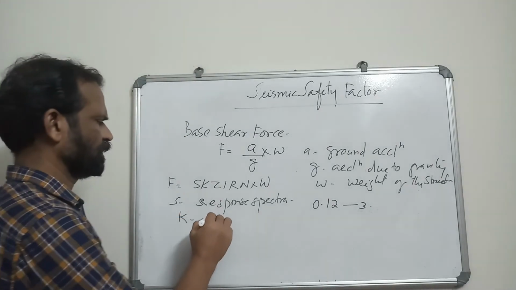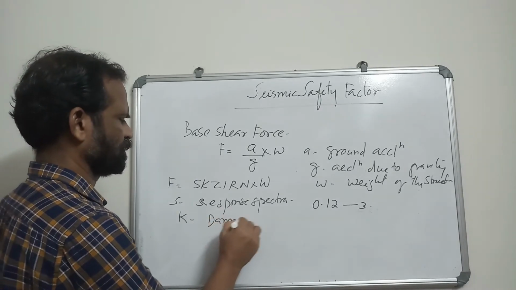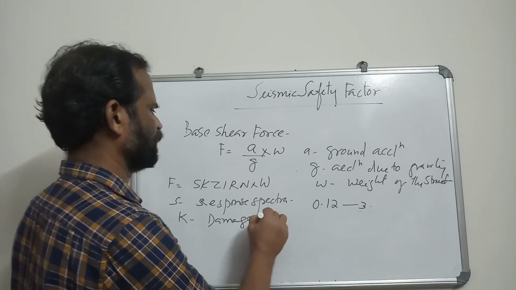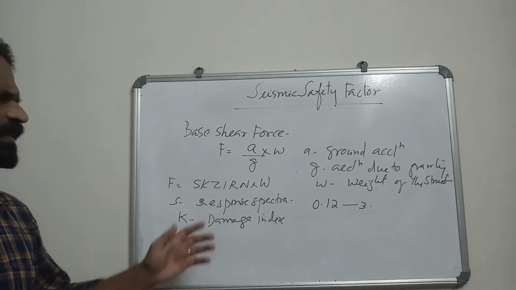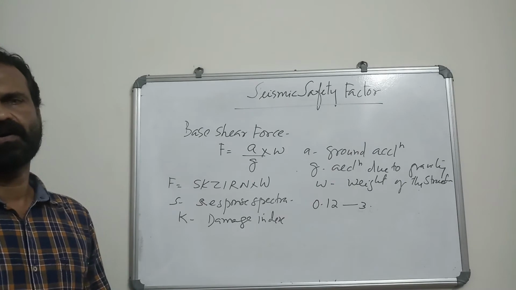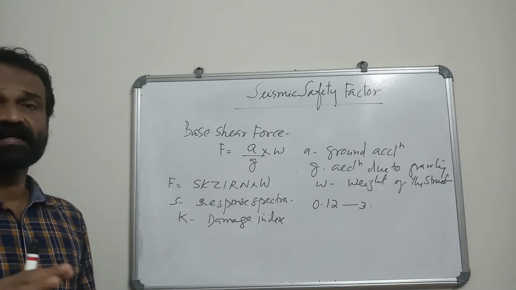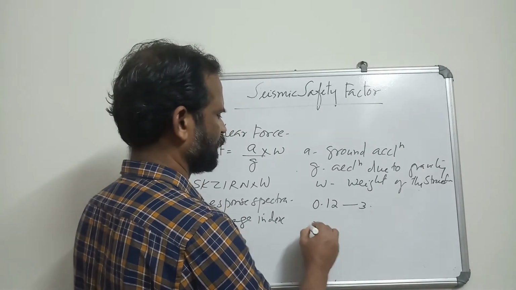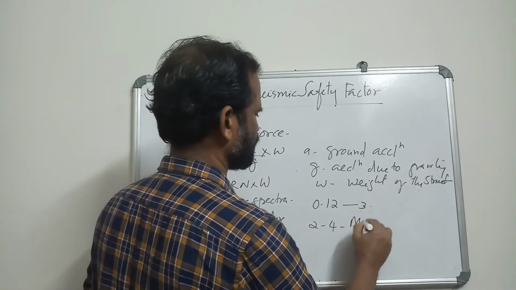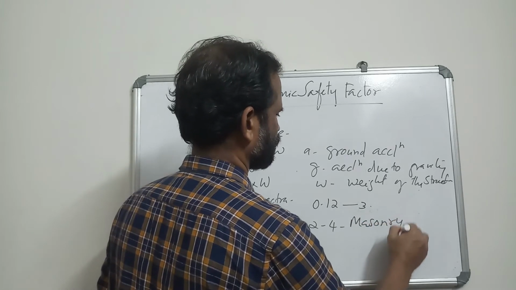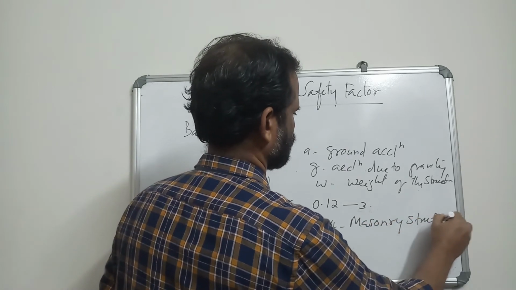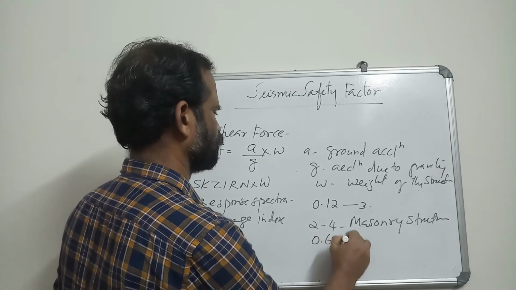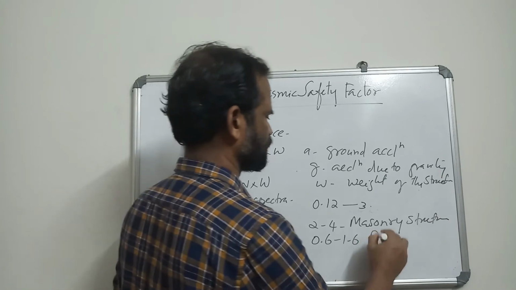K is the damage factor, based on the damage index, or the value that is based on damage. That means the type of damage that occurred to different categories of structures in the past in the same area. So the value can be 2 to 4 for masonry structures, and 0.6 to 1.6 for reinforced structures.